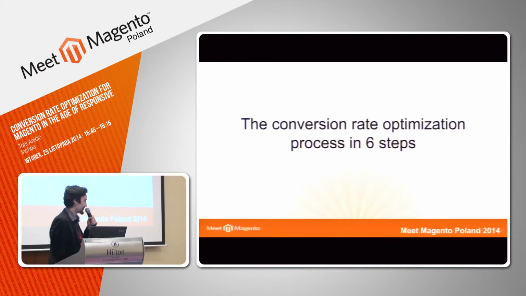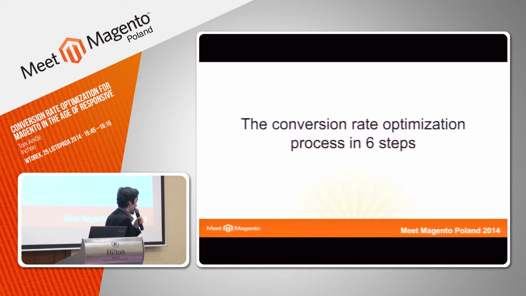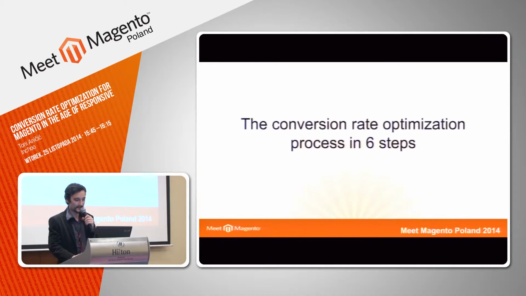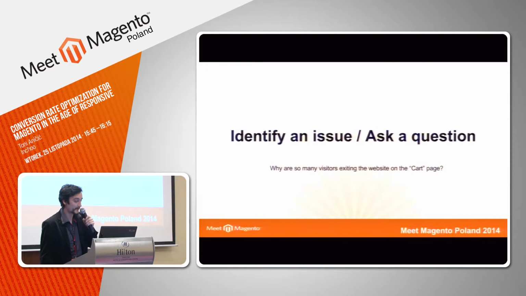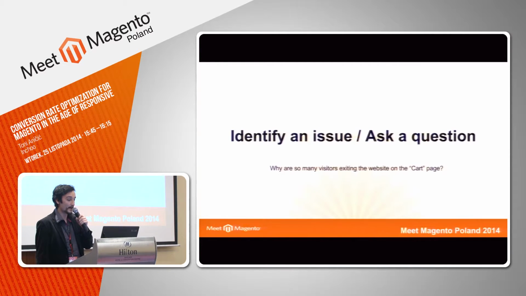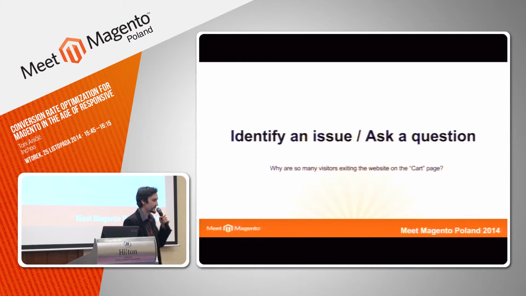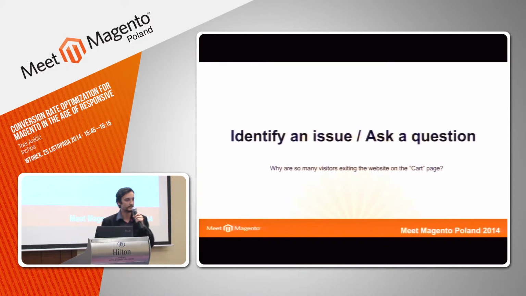Okay, I'll try to explain how we approach conversion rate optimization at Inchoo in 6 simple steps. So the first step is identifying an issue or asking a question. For example, in this one particular example, we are asking ourselves, why are so many visitors exiting the website on the cart page? How do you identify issues? You can do it through user testing. You can see where your users fall off by observing them, or you can identify some trends within Google Analytics.